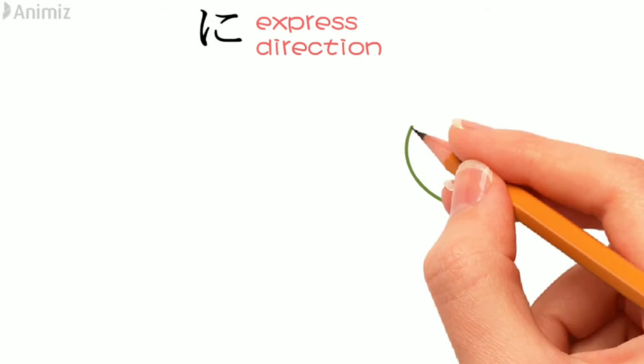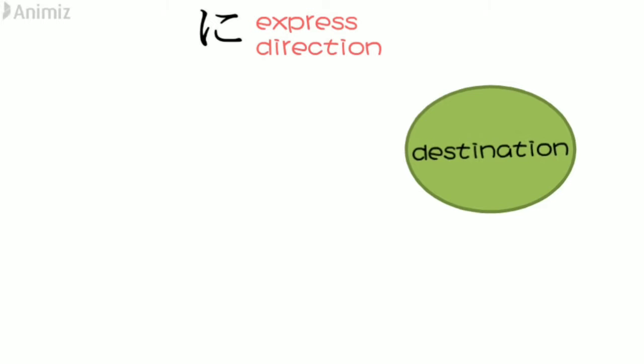Let us talk about the next function, that is it expresses direction. Imagine that this is a destination and you are going towards this destination. The particle ni can be translated as to when indicating a destination. It shows the location towards which an action is performed.